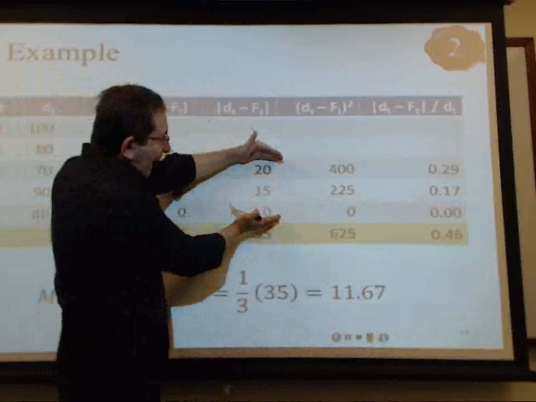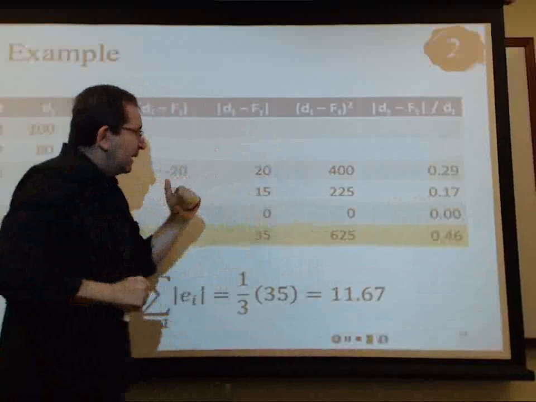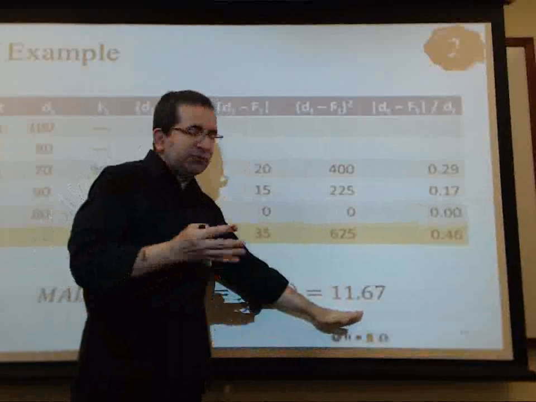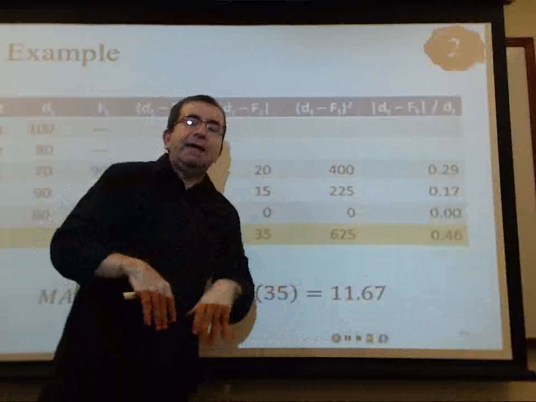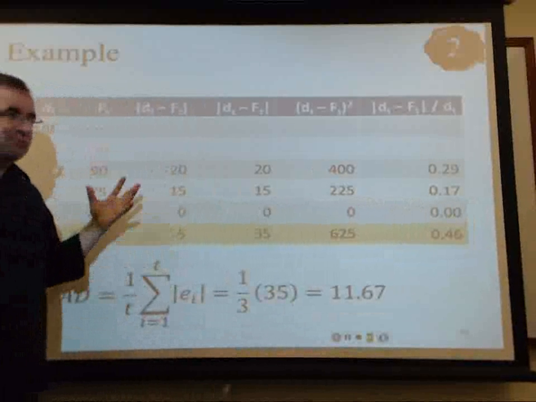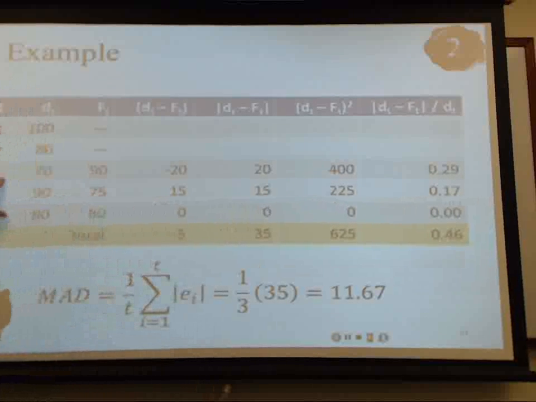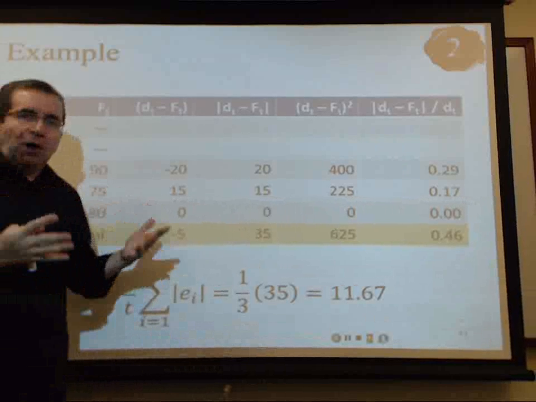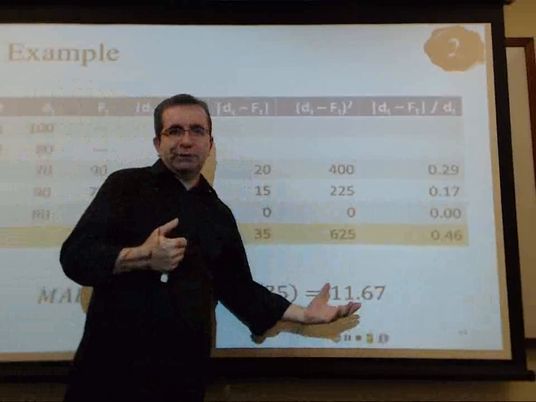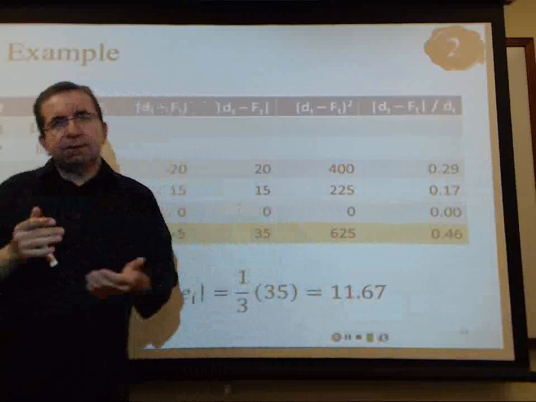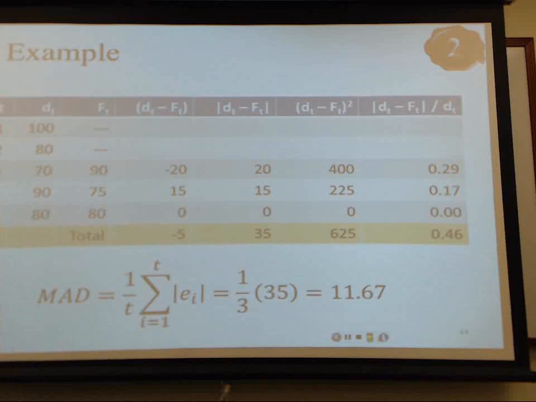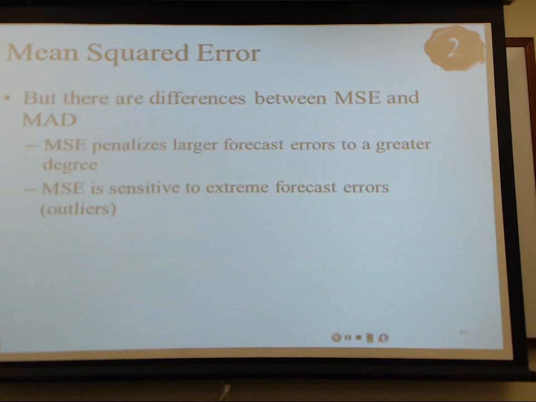So when I take the average, okay, it comes out to roughly 12. Okay, on average, this means if I pick a random period, I will be off by 12 points or 12 units. Okay, so this is mean absolute deviation.